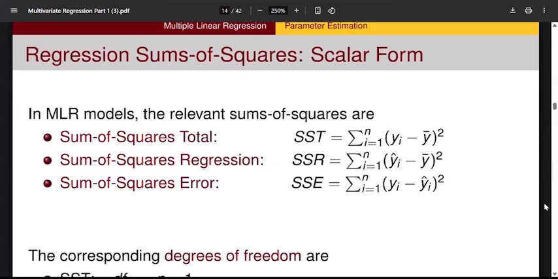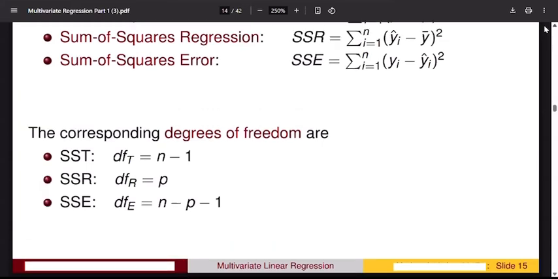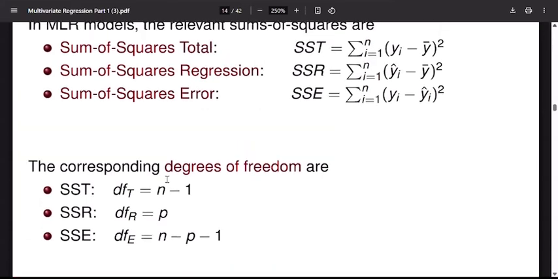Now, with that, we're also going to have the associated degrees of freedom. Please pay attention. For sum of square total, the degree of freedom will be n minus 1, the number of observations minus 1. For sum of square regression, the degree of freedom is p, which is the number of explanatory variables. For sum of square error, the degree of freedom is n minus p minus 1.